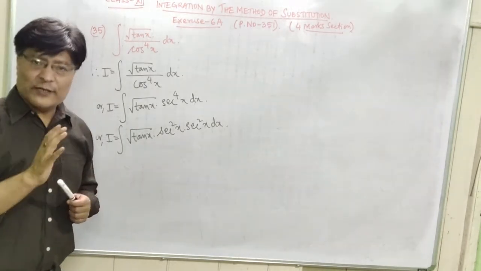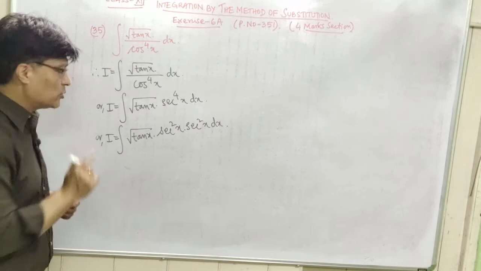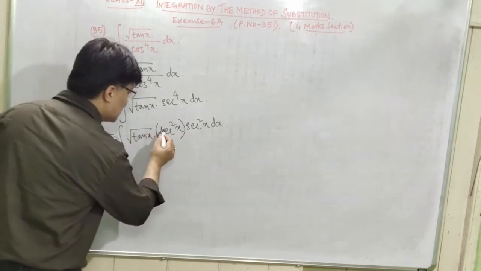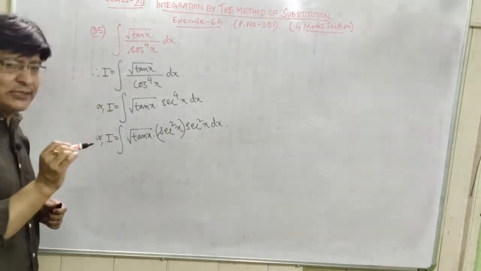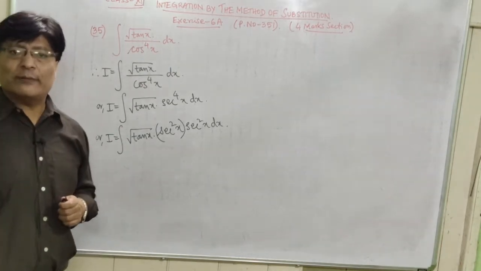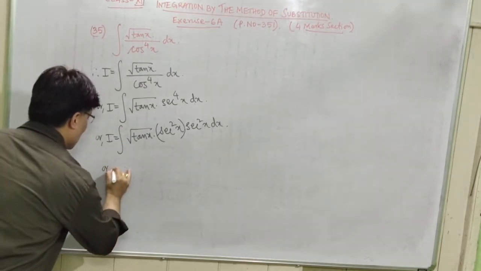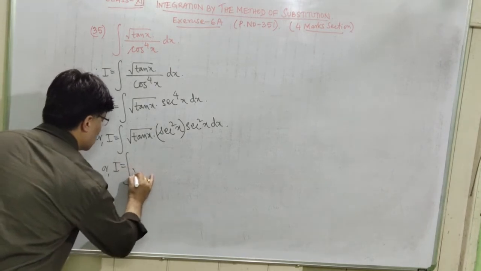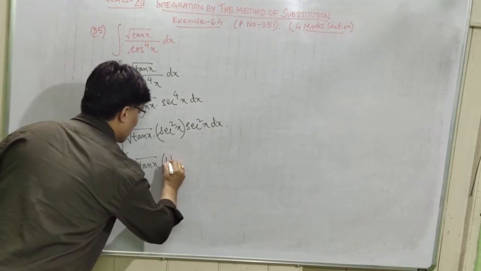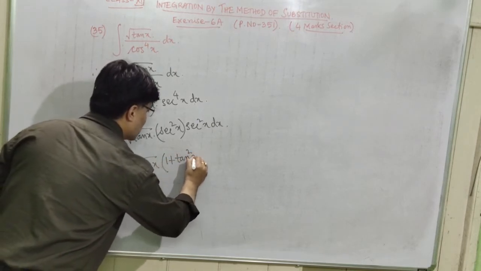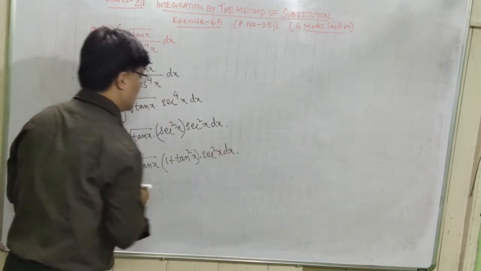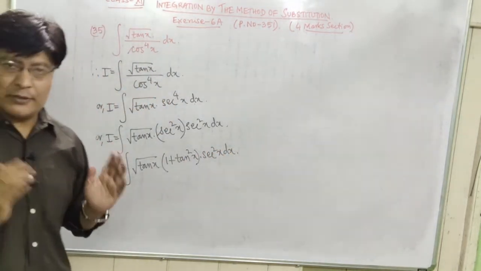And you know that the differentiation of tan x is only sec square x, only one sec square x. So let us put this within bracket, and this sec square x can be changed into tan x. So what is the formula for sec square x? You know that it is 1 plus tan square x, isn't it? So I is equal to integral sine root over tan x, and within bracket we have here 1 plus tan square x into sec square x dx. I hope you have understood it.